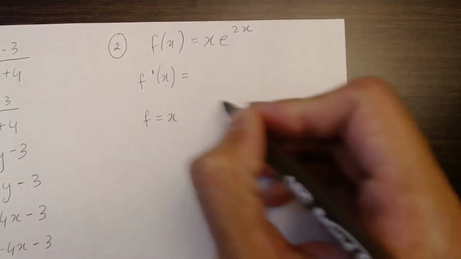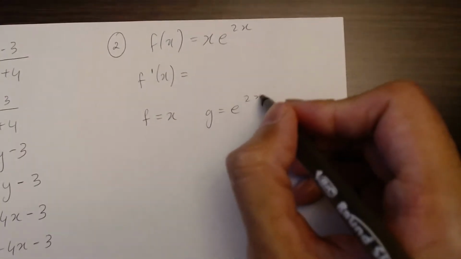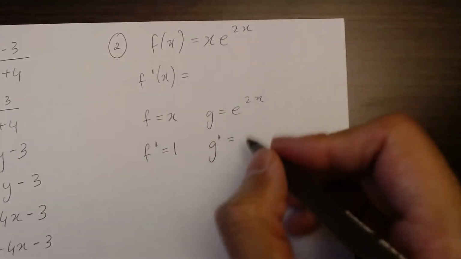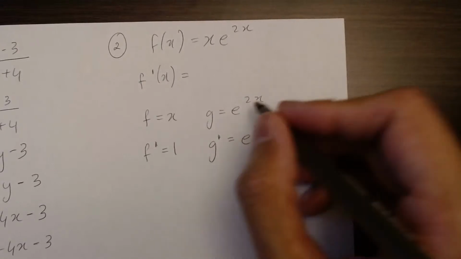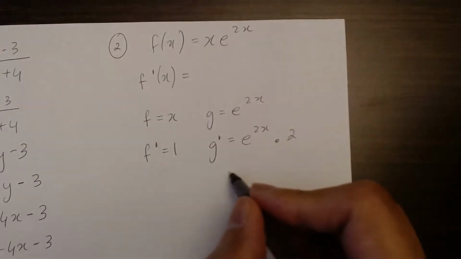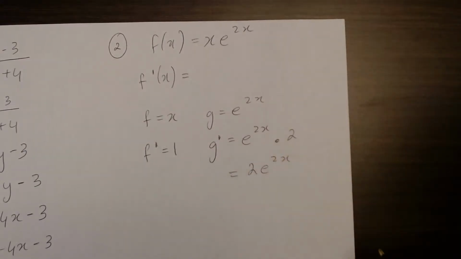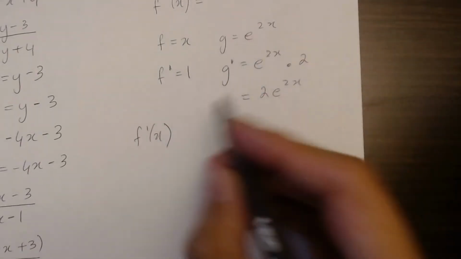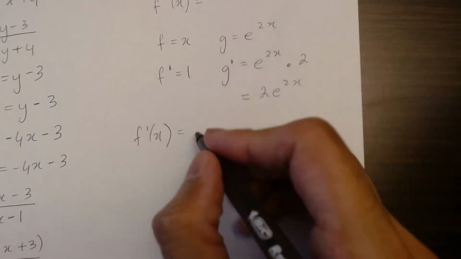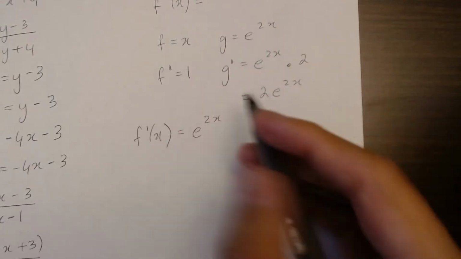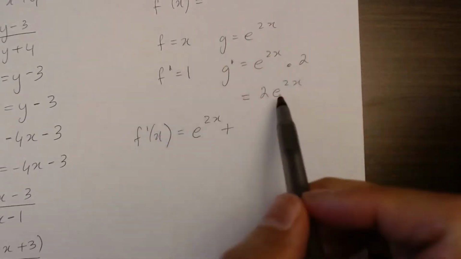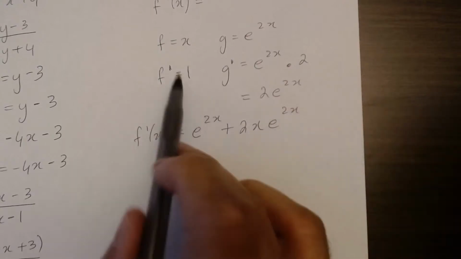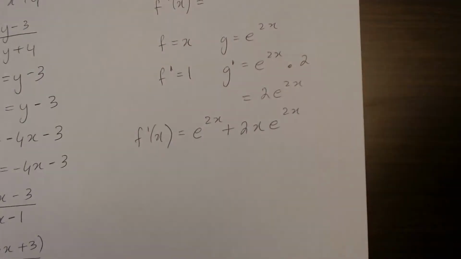So f equals x, g equals e to the 2x. f prime is just 1. g prime for an e function is the exact same thing. Then I multiply by the derivative of the exponent for my chain rule. That's just 2e to the 2x. So f prime of x is just f prime times g. So 1 times e to the 2x is just e to the 2x plus g prime times f. So if I multiply these two terms here, it's just 2x e to the 2x. I put the x before the e to the 2x just to make it a bit more simplified.